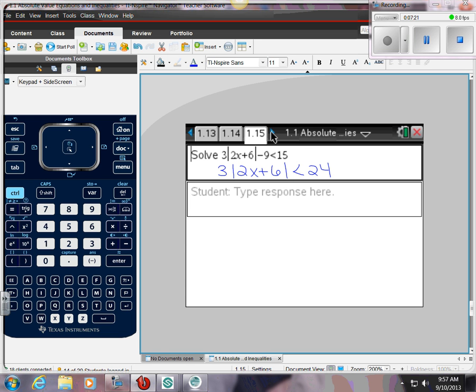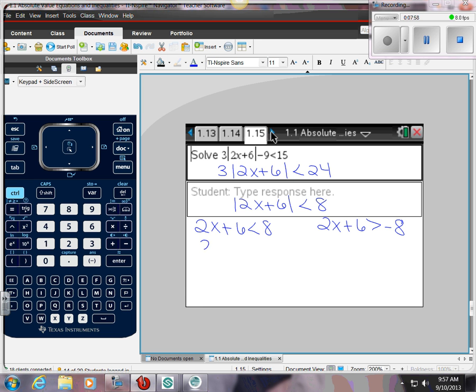Now what do I need to remove? Great, I'm going to divide both sides by that 3. So the absolute value of 2x plus 6 is less than 8. We doing okay? Now what? Set up two inequalities. Good. So you've got your original and your negated. We okay?